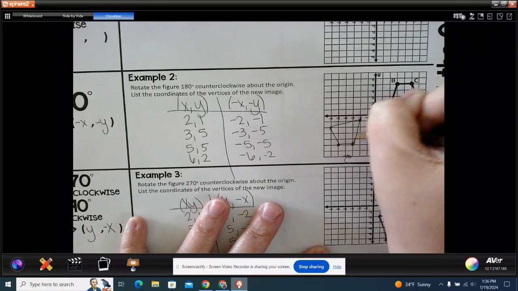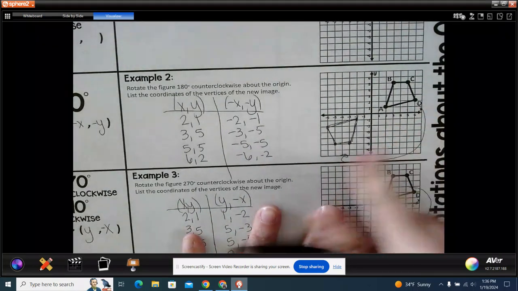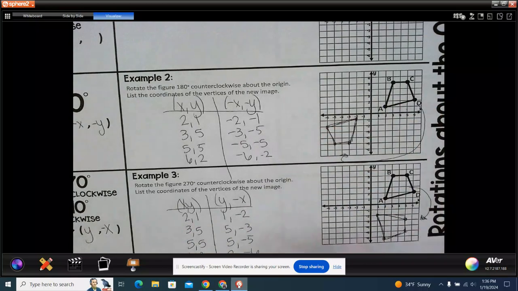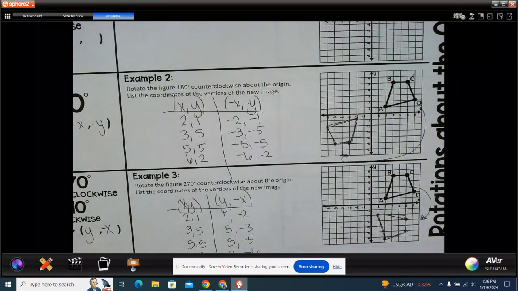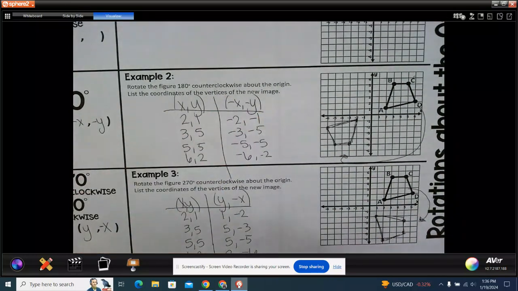So here is our rotation of 180 degrees. So we went over two quadrants this time. Anytime it's 180, these will be right across from each other. They'll be in opposite quadrants when it's 180 degrees. And all we did was take the original point and change the sign.